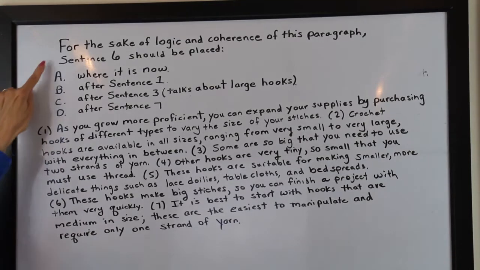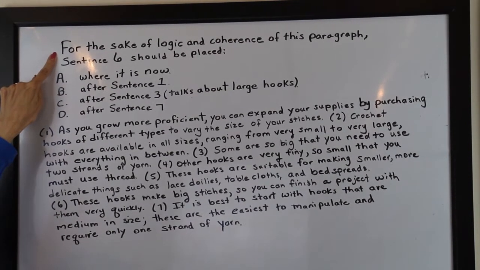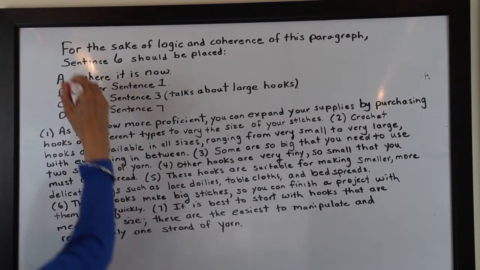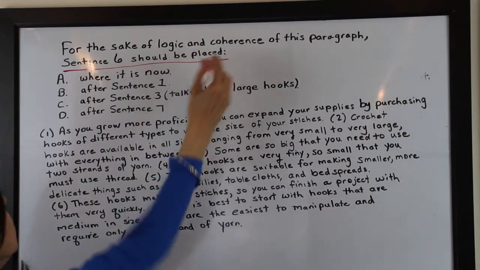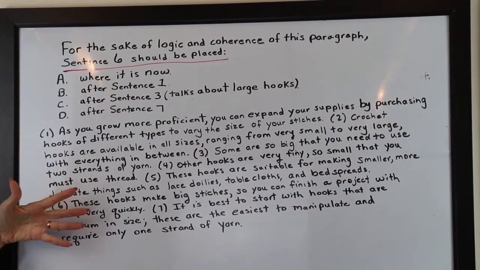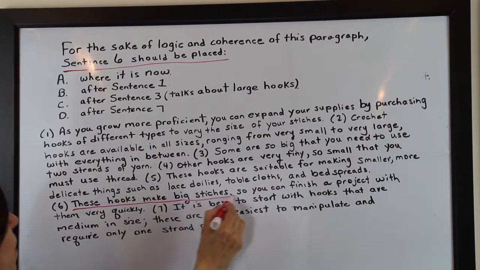So the question is, and this is a common question on the ACT English test, for the sake of logic and coherence of this paragraph, sentence 6 should be placed. And that's the one we're going to be focusing on, and then they give you some choices. We see bracketed numbers, if this were the real test, you would know right away there's going to be a sentence order question. Let's just read through this and just see what idea we can get. And sentence 6 is the one that we want to think about.